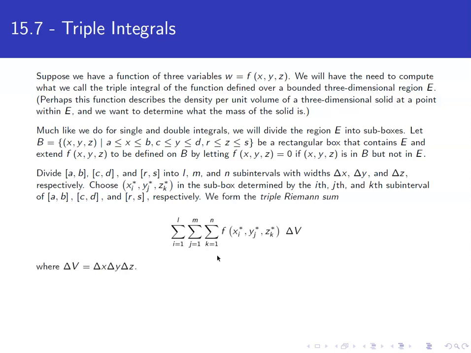We now form what we refer to as the triple Riemann sum. We'll take the function evaluated at the sample point and multiply it by this change in volume. This delta V is just the product of delta X, delta Y, delta Z. It'll be the volume of that little sub-box. So we're taking the volume of that sub-box and multiplying it by the function.